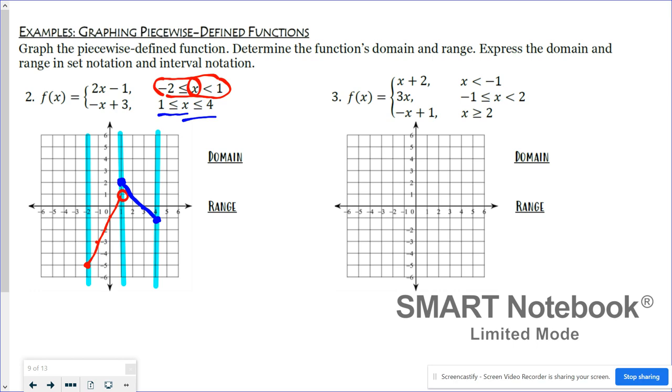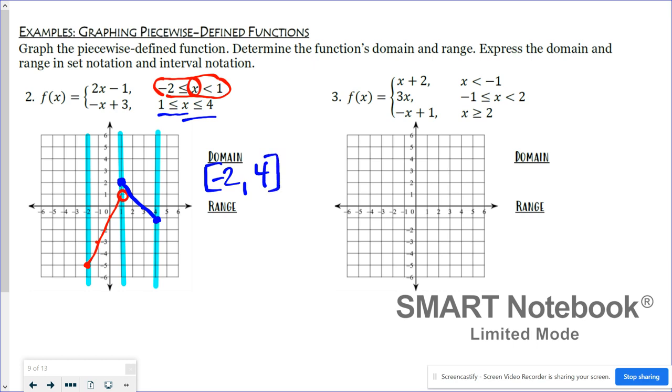Isn't it great? Now for my domain, we've been identifying domain and range from a graph for definitely over a week now, so we should be really good at this. My function goes as far left as x is equal to negative 2. It's nice and solid there, so I'll use a bracket. And then there's a weirdness at 1, but it's okay because it's solid there. And then it goes as far right as 4, and it has a bracket there as well.